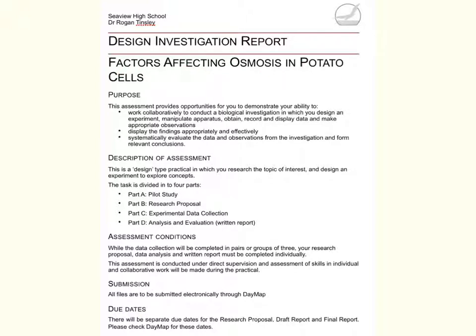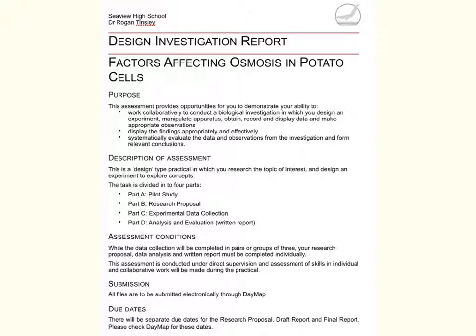Factors affecting osmosis in potato cells. Now, we'll have gone through the task in some detail in class, but just to remind you, there are four major parts of this: a pilot study in which you practice the method, a research proposal in which you are going to be presenting the design of the experiment that you want to do, the experimental data collection in which you actually will be doing the prac and collecting the data that you need to do, and then part D is your analysis and evaluation, which is really the main part of the written report that you're being assessed on.